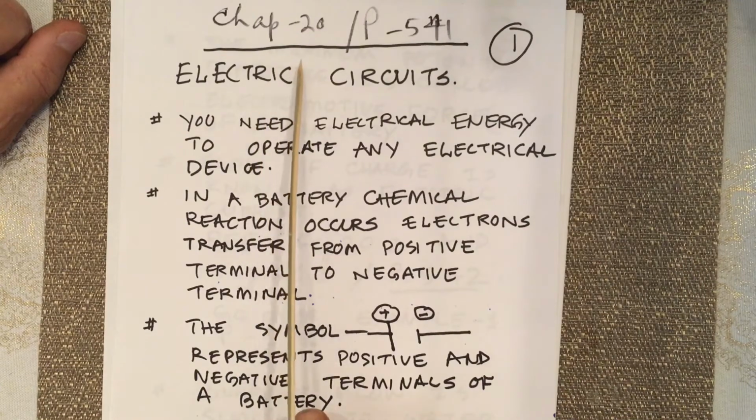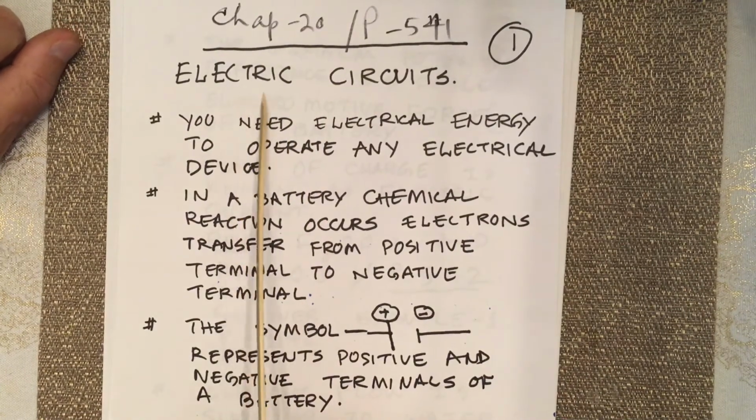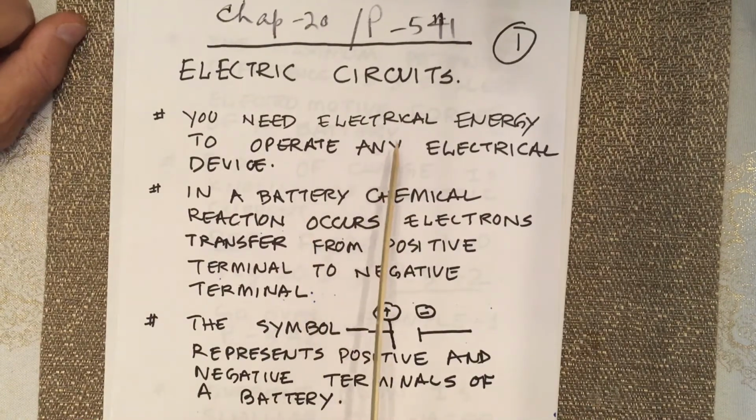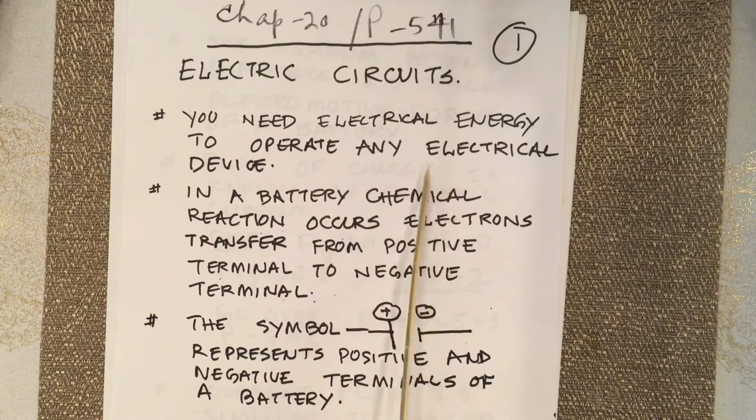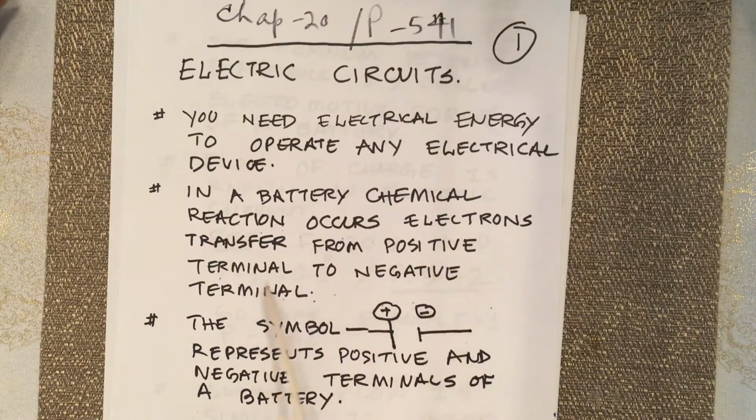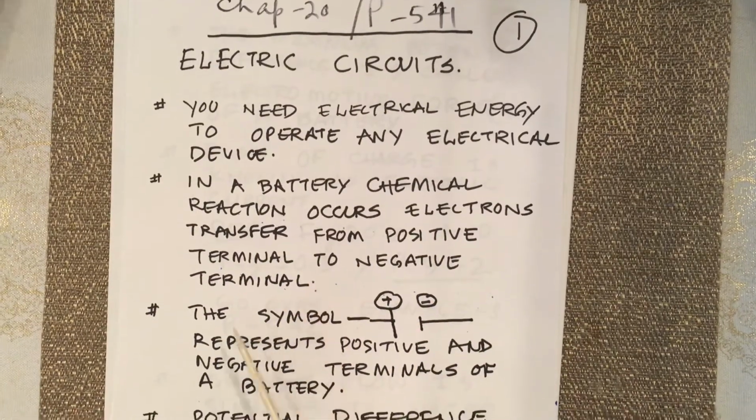We are now on chapter 20, which is about electric circuits. All of you know we need electrical energy to operate any electrical device or appliances, whatever you use daily at home. We can use the battery as the source of electrical energy to operate appliances. In a battery, a chemical reaction takes place where the electrons transfer from the positive terminal to the negative terminal.